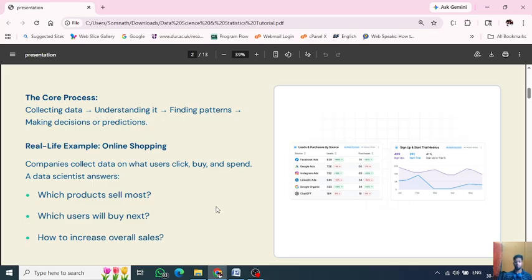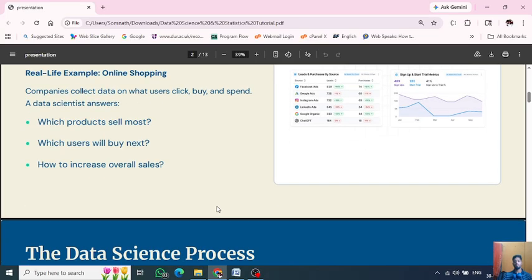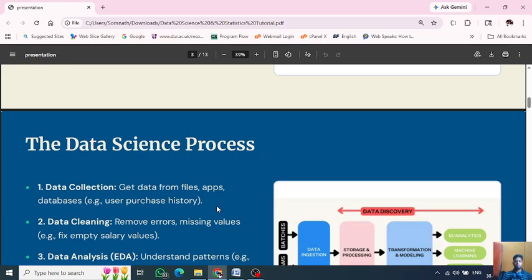So there are many different use cases, and step by step I will explore all of them. Now, the data science process. I will explain each step briefly. Data collection: get data from files, apps, databases, and maybe many other sources as per the business. We have to collect all the data.